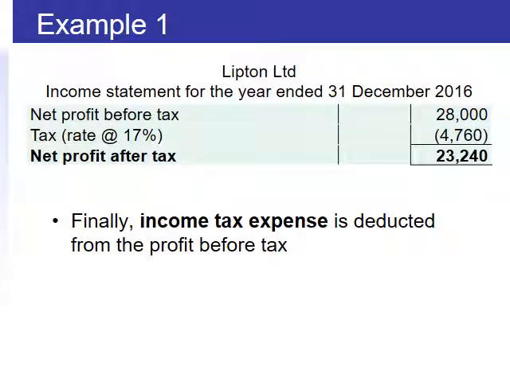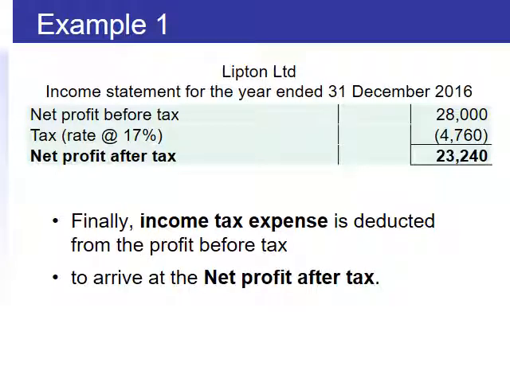Finally, your income tax expense is deducted from your profit before tax to arrive at the net profit after tax. So you look at the statement now. Net profit before tax, remember, the word is before tax, is 28,000. Less your tax, 4,760. That gives you a net profit after tax of 23,240. So it's a very simple calculation. At the end of it, you get your net profit after tax. But take note of the sequence, the concept. Understand the concept, and it'll be easier for you.